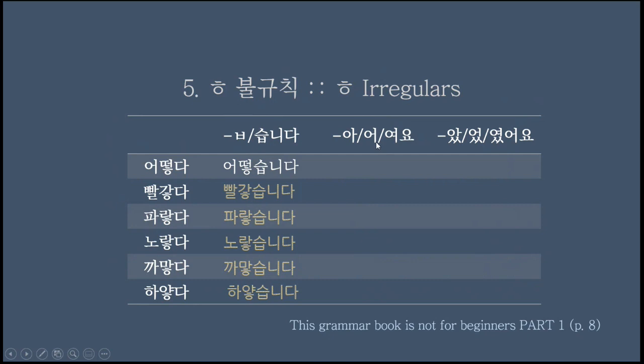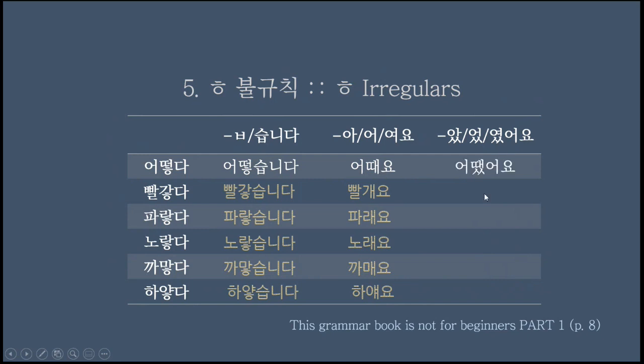자, informal polite ending 아요, 어요, 해요. Find the pattern. 어떻다, 어때요. 빨갛다, 빨개요. 파랗다, 파래요. Did you find the pattern? Can you apply for the other words? 노랗다? Exactly. 노래요. 까맣다? Very good. 까매요. 하얗다? Excellent. 하얘요. Be careful, the pronunciation. 하얘요. Okay, let's practice one more time with the past tense.